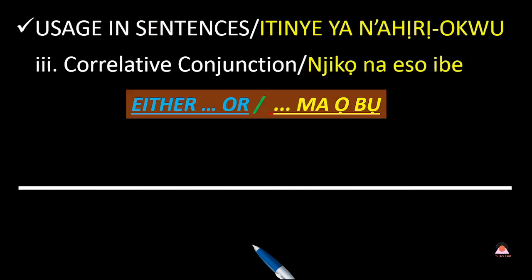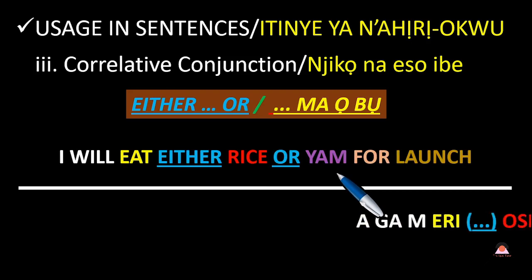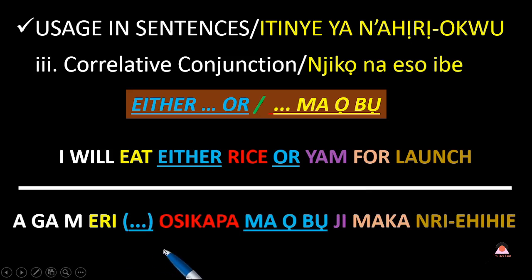We move on to another example, which is either or. In this Igbo usage, either is silent. We only have or, which is ma ọ bụ. So either will be silent in Igbo usage. We're going to see the example now in a sentence. I will eat either rice or yam for lunch. Let's look at the Igbo version. Aga m eri osikapa. Either is left out entirely and vacant. We don't put anything here. We just say aga m eri osikapa. There's no word for either here. Okay? Osikapa ma ọ bụ ji. This is or.